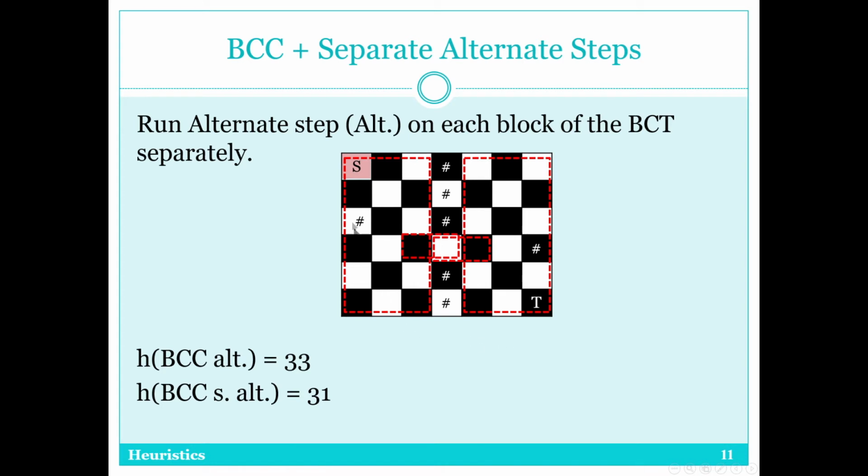This is because if we run it over reachable, for instance, we're counting the entire graph. But if we run it separately, this white spot implies one less black spot, and this black spot implies one less white spot. And this gives us a lower H value, which is good.